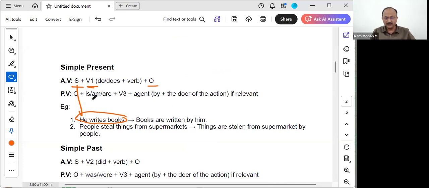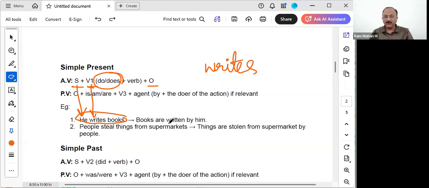He is the subject, write is the V1 form. Correct? But in the simple present, for the third person we use writes. He writes, she writes, you do. If I use the same word, I write, you write. First and second person will use only write. For the third person we'll use writes. Same way with do and does: first and second person and plural forms use only do. Third person singular we'll be using does.